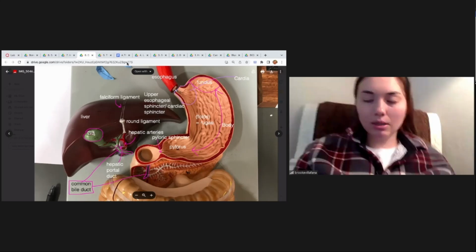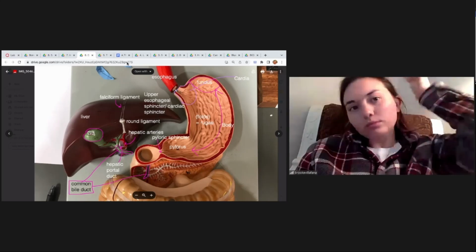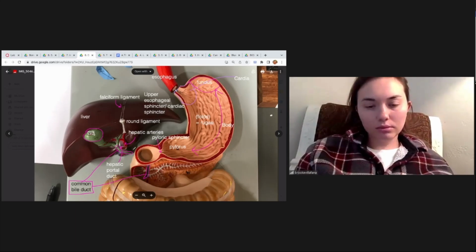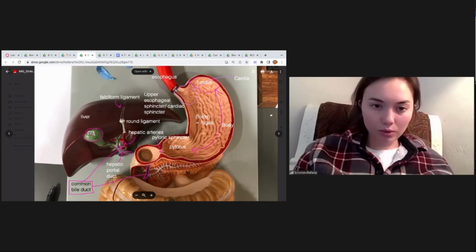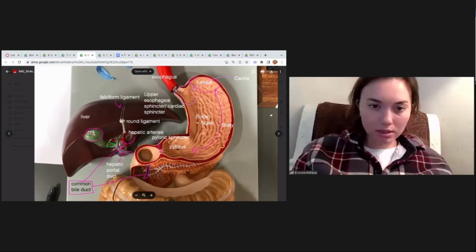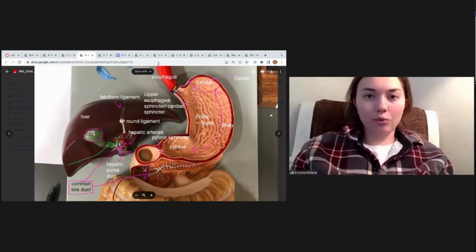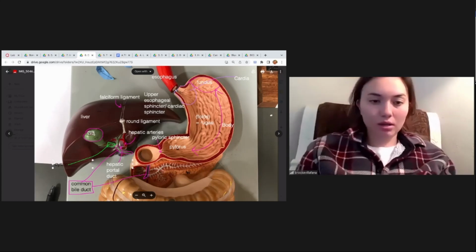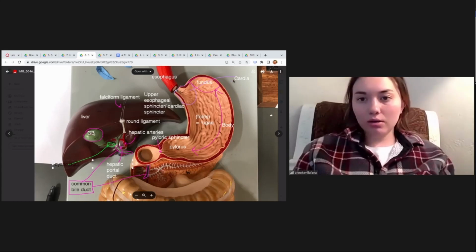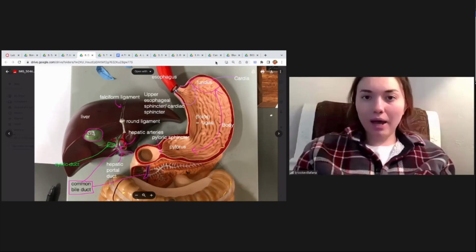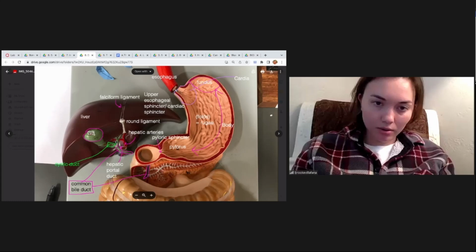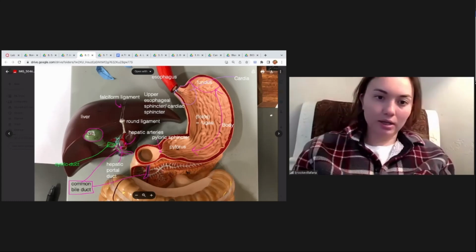Okay, so common bile duct is this guy right here. And then we see our cystic duct. Let's change this to green here. Cystic duct is the one that would connect from the gallbladder to the common bile duct. And then our hepatic duct is going to be on the other side. Let's do blue. Right here. So this one here is the hepatic duct.